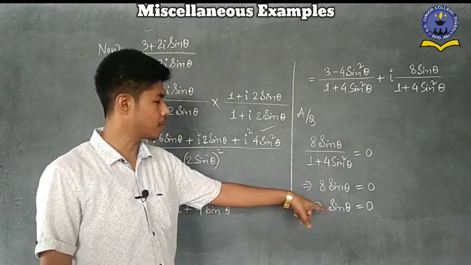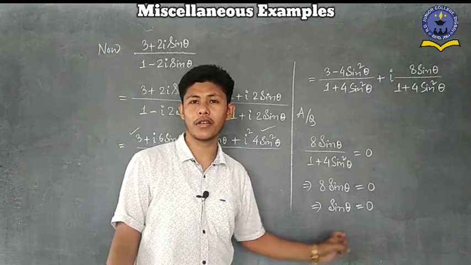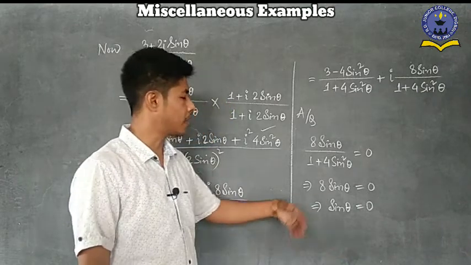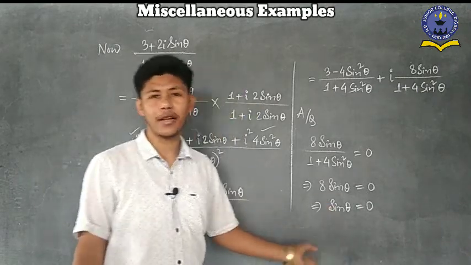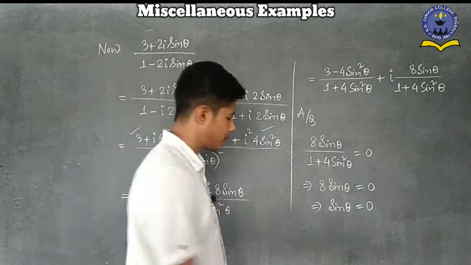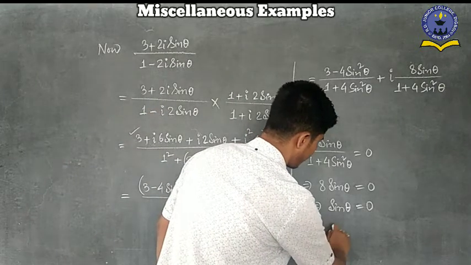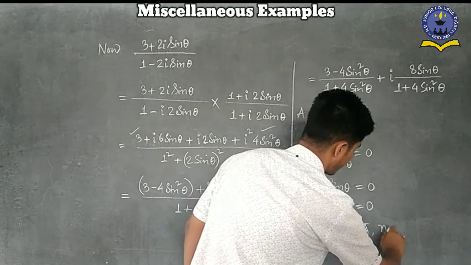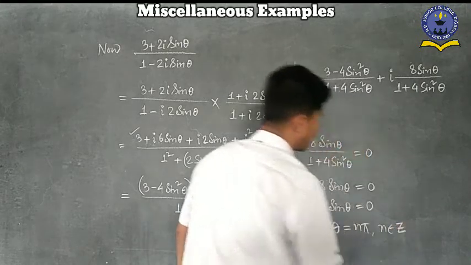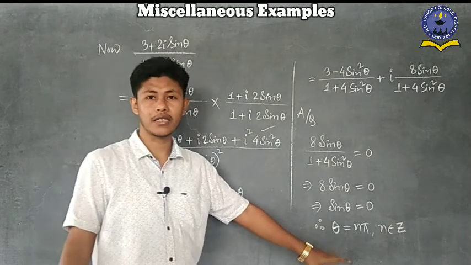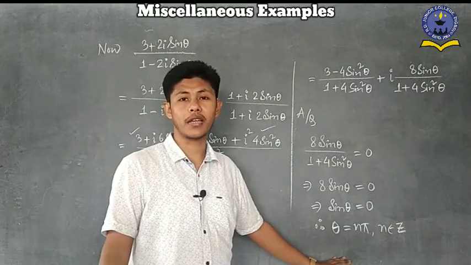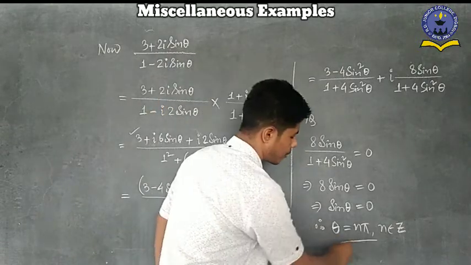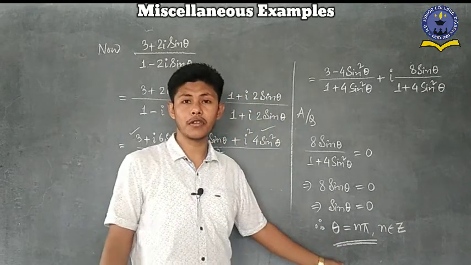Sin theta equals to 0 we get here, isn't it? So if sin theta equals to 0 we get, we know the general form of this result. If sin theta equals to 0, then what is the value of theta? Theta equals to n pi. So therefore theta equals to n pi, where n belongs to Z. Z means what? Any integer, isn't it? So this one is the value of theta here. Is it clear? And we need this result. I think all of you understood this.